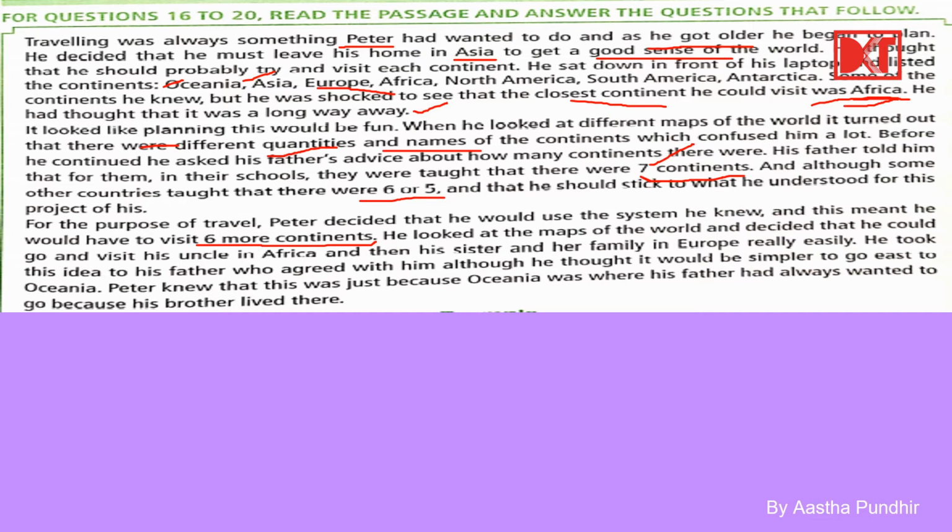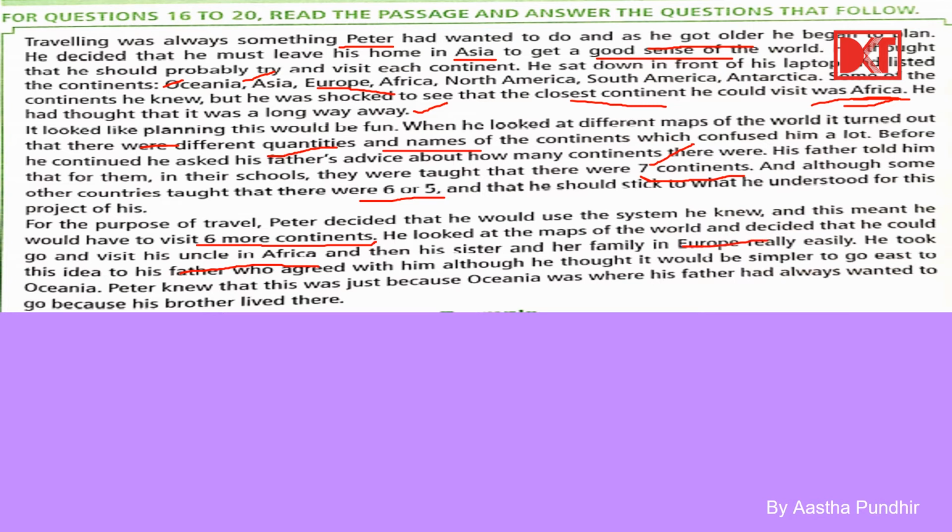So he looked at the maps of the world and decided that he would go and visit his uncle in Africa, then his sister and her family in Europe really easily. तो उसने plan कर लिया कि उसके uncle अफ्रीका में रहते हैं, मैं उन्हें visit करेगा, and then his sister and her family in Europe, उन्हें visit करेगा.